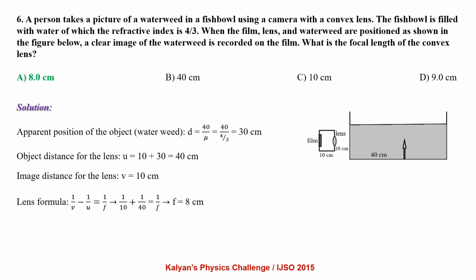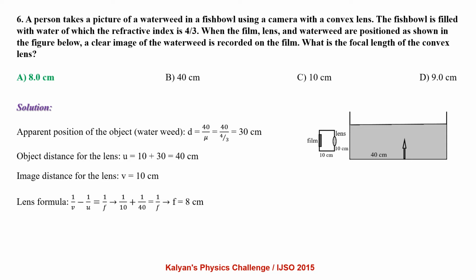A person takes a picture of water weed in a fish bowl using a camera with a convex lens. The fish bowl is filled with water of which the refractive index is 4/3. When the film, lens and water weed are positioned as shown in figure below, a clear image of the water weed is recorded on the film. What is the focal length of the convex lens used?